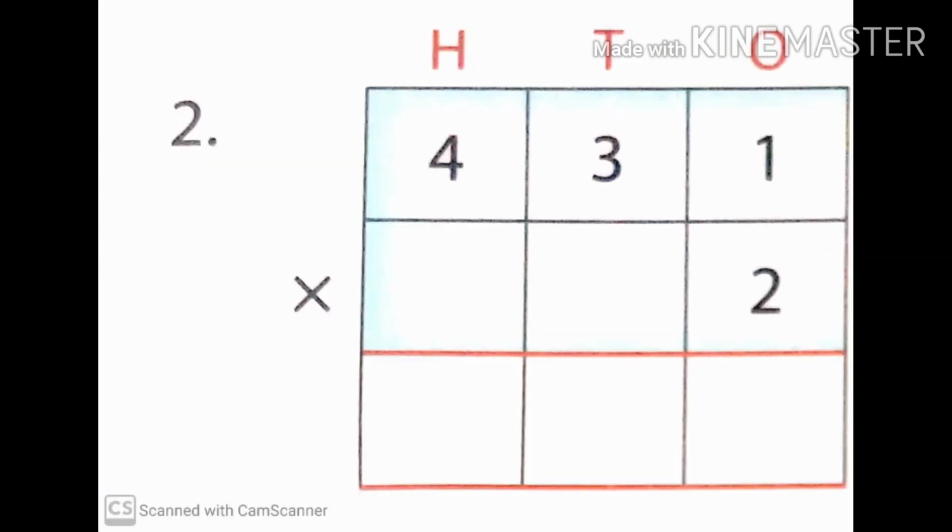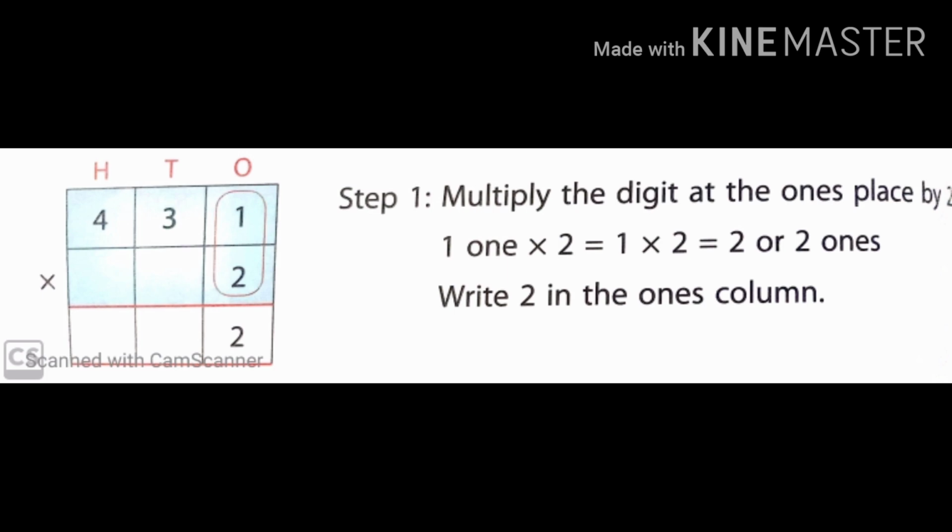Now see how to do the number in the vertical method. 431 into 2. So there are 3-digit numbers, so we will write HTO and write the numbers in their correct places and give the multiplication sign before the second number. Step 1. Multiply the digit at the ones place by 2. So 1 into 2 equals 2. So we will write 2 in the ones column.